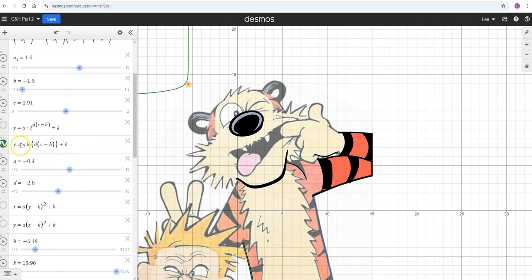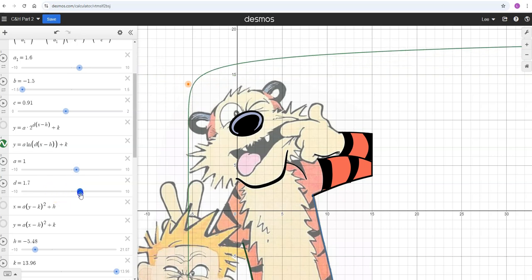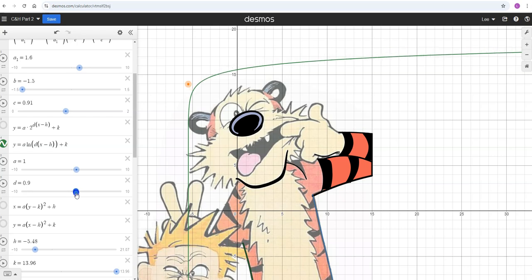And right now we have this natural log of d times x minus h. Notice the d is outside the x minus h, but inside the log, and then that plus k on the outside. So that's the equation I'm going to use to do a log. I'm going to make this a 1 for now, and this d also 1. So this is our usual shape of a log, something like this.